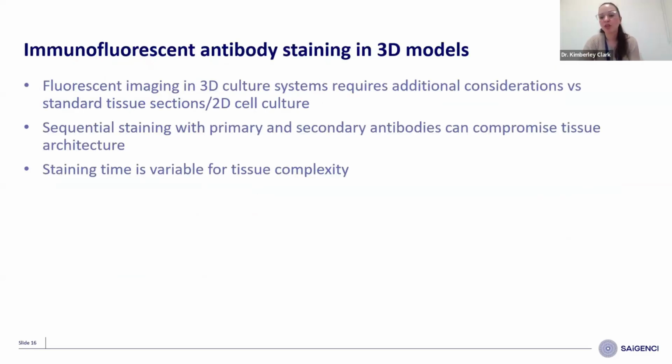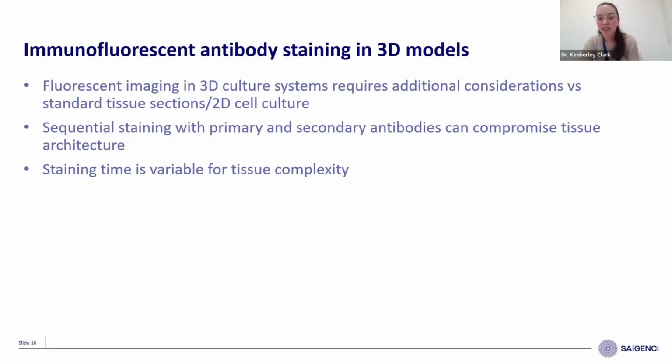And so now that I've introduced some of the different models that we've been utilising, I wanted to touch on some of the different ways we've been analysing them and some of the troubleshooting that we've been experiencing as well. One of the key things that we've experienced is that immunofluorescent antibody staining in 3D models doesn't readily translate from our 2D model systems.